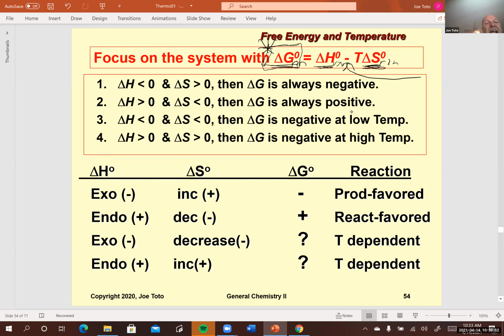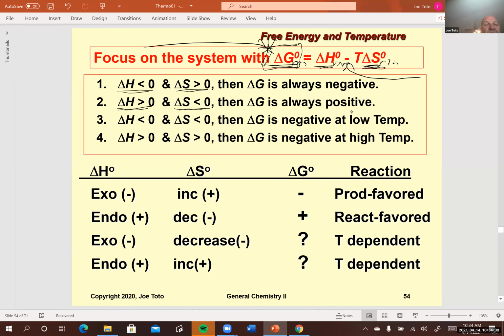Okay, so some reactions here are going to be exothermic, and some reactions are going to be endothermic. Some reactions will be accompanied by an increase in entropy, and some will be accompanied by a decrease in entropy. And so we look at these different possibilities in combination with this Gibbs-Helmholtz equation here to see what the sign of delta G is going to be.